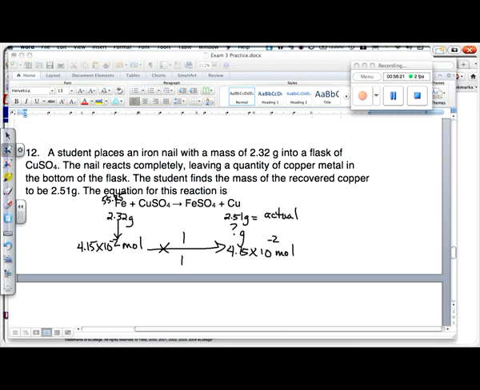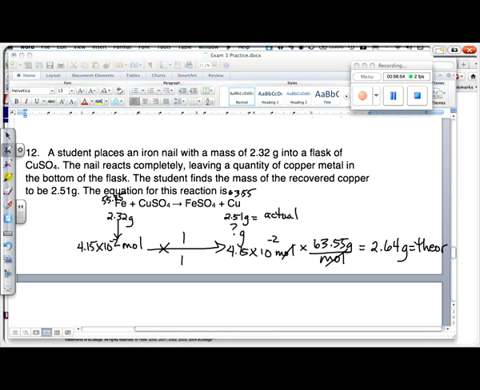Copper's molar mass is 63.55 grams per mole. So multiplying, our moles cancel. So I end up with 2.64 grams of copper, which is my theoretical.